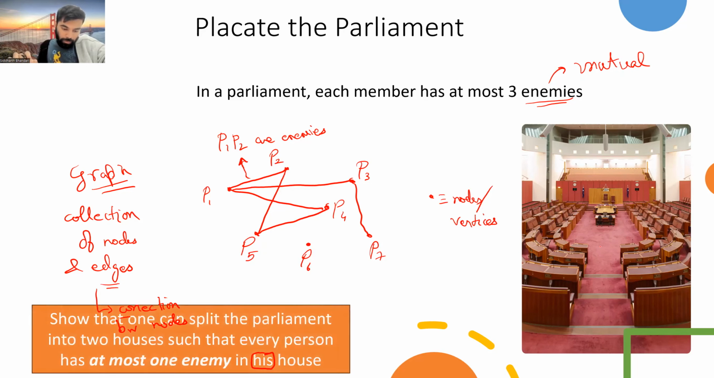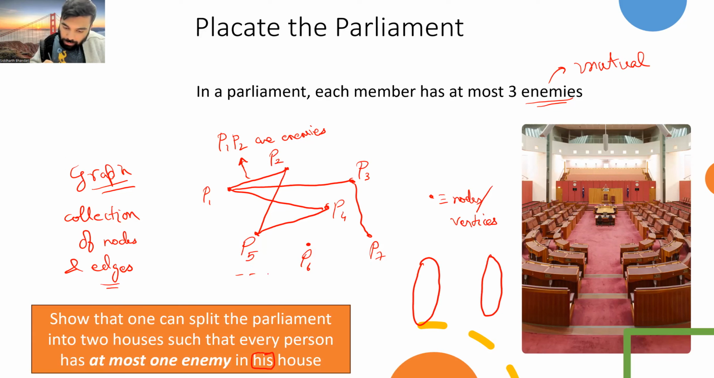So let's come back to our question. So never mind, I can delete this part. Now we want to show that we can split the parliament. So what would that mean? That would mean that we have 2 rooms. So these are our rooms. And the nodes given here in the diagram go over here. We can split the parliament into 2 houses so that every person has at most 1 enemy in their house. It's not being demanded that it's an equal split.